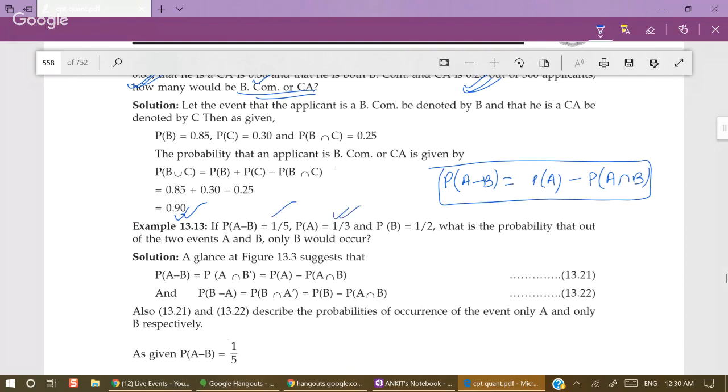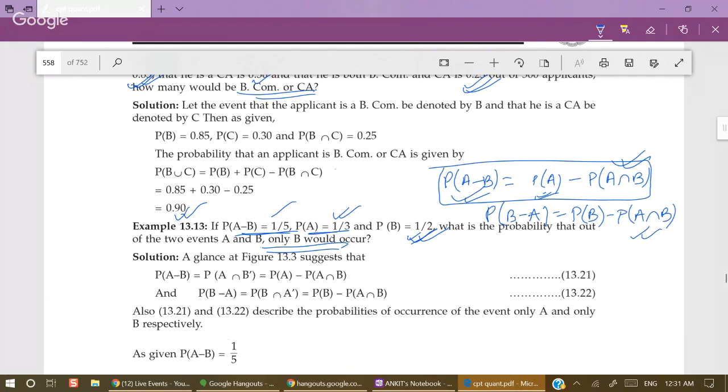P(A) is 1 by 3. If we are given these two, then by putting them in the formula we can get this P(A intersection B). And now P(B) is also given. So A is given, B is given, and this can be obtained by the formula. That means we can obtain A union B also. We need only B, that means we need B minus A. B minus A is P(B) minus P(A intersection B).